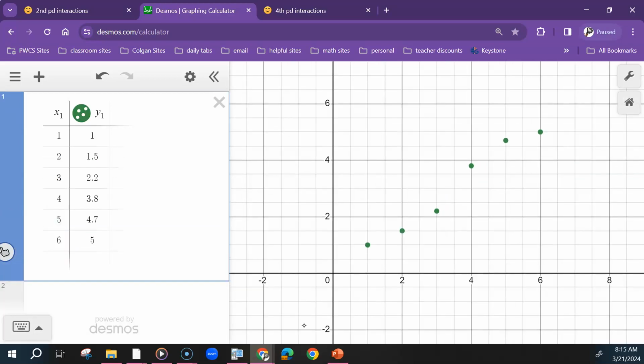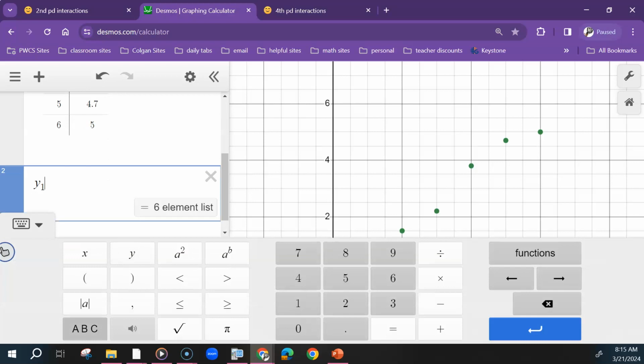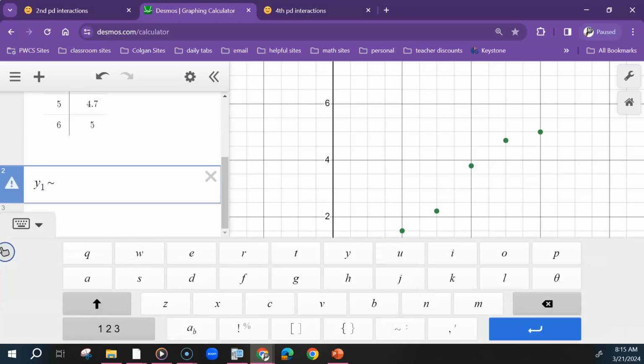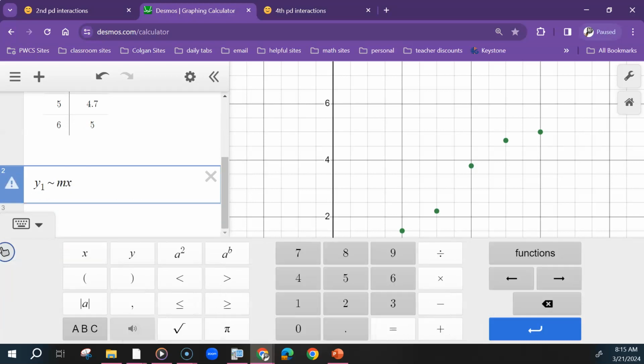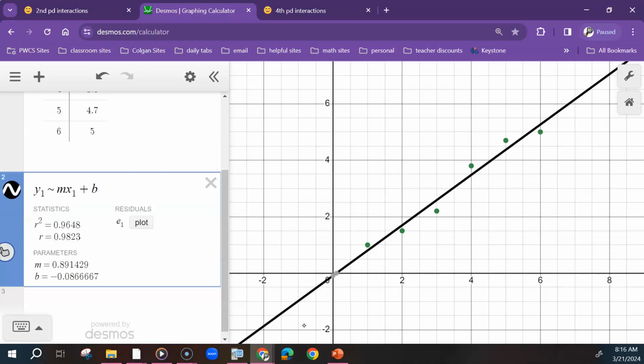Then you can see your data, and to make your line of best fit, you need your y1, the squiggly line, the tilde, mx1 plus b. And it would tell you what that slope and y-intercept is. Use 3 decimal places, so y equals 0.891x minus 0.87, rounded.